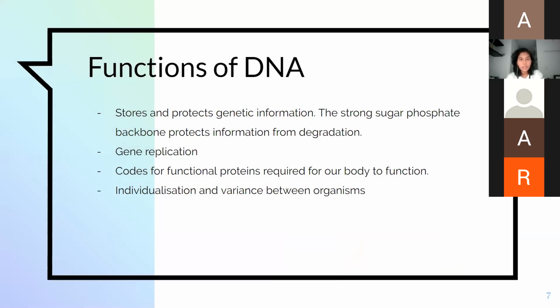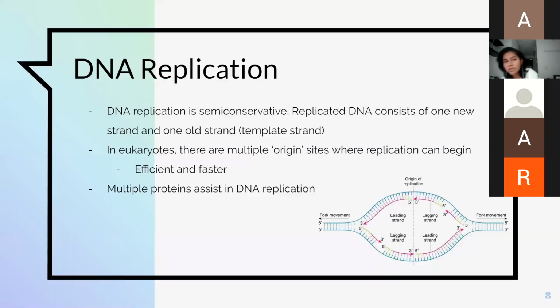The functions of DNA include that it stores and protects the genetic information. The sugar phosphate backbone protects the information from being degraded by enzymes and whatnot. Another function of DNA is that it allows itself to be replicated. That's what helps us continue on with life. It also codes for functional proteins required for our body, like enzymes. The main thing that comes to my head is enzymes right now. Another function of DNA is that it gives us individualization and variance between organisms, and that's what gives us our differences.